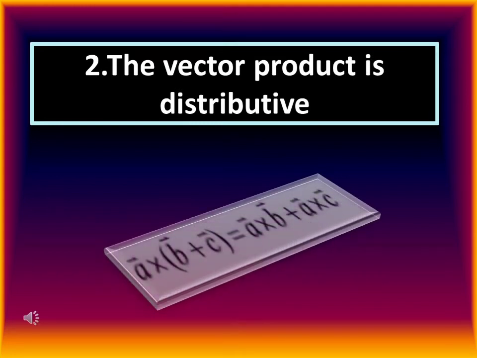Property number 2. The vector product is distributive in nature. That is, vector A cross (vector B plus vector C) is equal to vector A cross vector B plus vector A cross vector C.